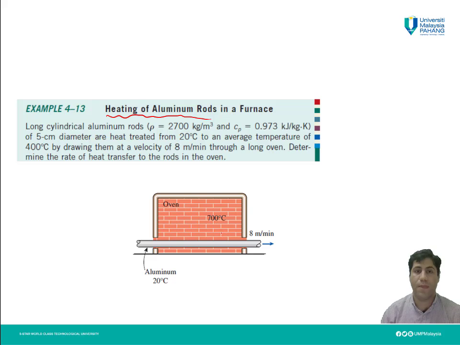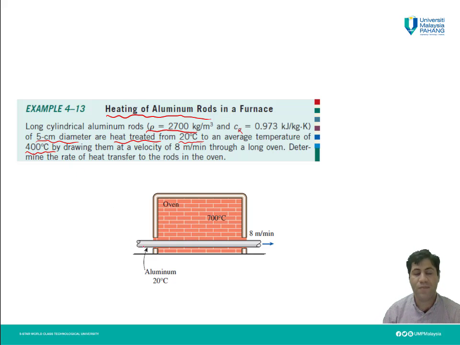Especially in industries that encounter such equipment. We have a long cylindrical aluminum rod, whose density is 2,700 kilogram per meter cubed, and its specific heat, or specific heat at constant pressure, is equal to 0.973 kilojoule per kilogram Kelvin. Its diameter is 5 centimeter. It is heat treated from 20 degrees Celsius to an average temperature of 400 degrees Celsius.